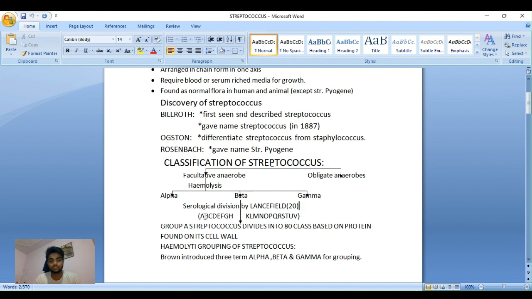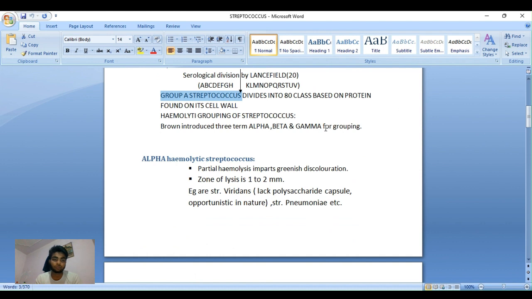They are A, B, C, D, E, F, G, H, then I and J are left out, and so on up to U and V. Group A streptococcus is simply called GAS streptococcus. GAS streptococcus are divided into 80 classes based on the protein present on their surface, the cell wall. The hemolytic grouping of streptococcus is alpha, beta, and gamma.